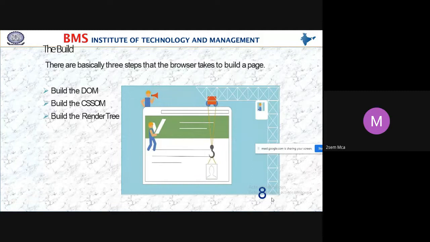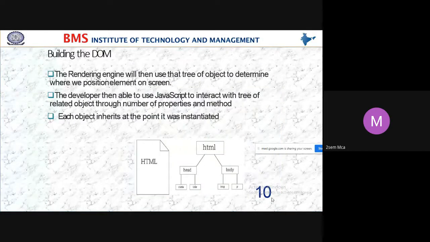There are basically three steps that the browser takes to build a page. That is, build the DOM, build the CSSOM, and build the render tree. We'll see here, building the DOM.